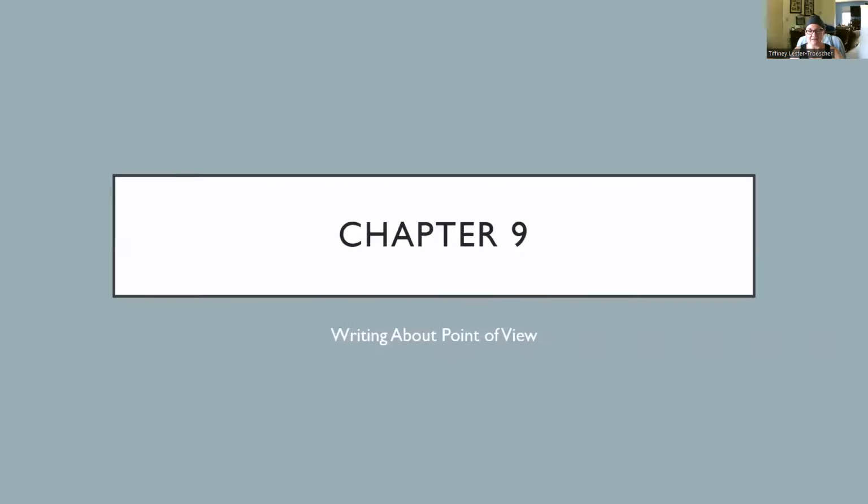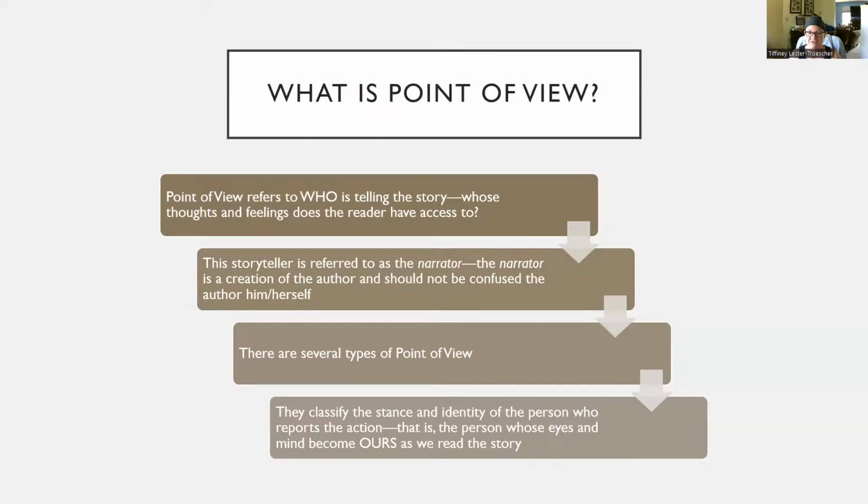All right, so chapter 9, writing about point of view. This is our narrator, right? The person who is telling us the story. We want to think about who is telling the story. Whose thoughts and feelings does the reader have access to? We might not have access to any character's thoughts and feelings, because there are different points of view that can be used, different types of narrators, right?